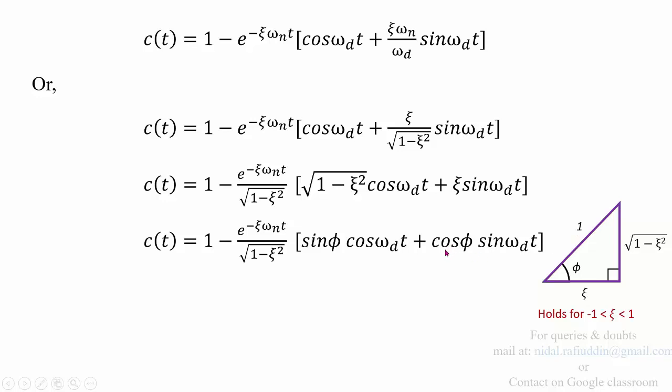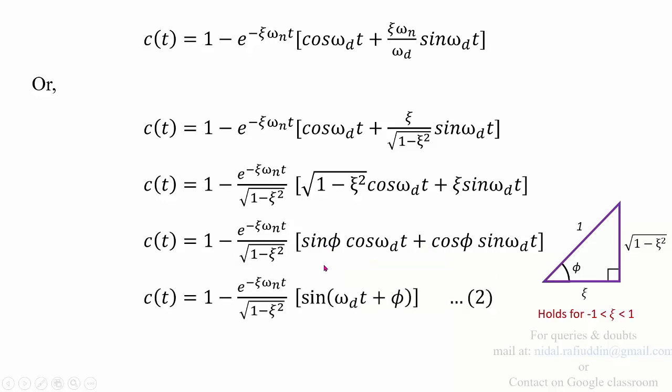Now, if you apply the properties of the trigonometric functions you learned, this can be further simplified and written in terms of sine of omega d t plus phi. Since you have sine a cos b plus cos a sine b, which gives you sine of a plus b, this is the equation of the time domain output, and you have written this in a very simplified manner. If you like, you can express this in the original form by substituting omega d and phi.